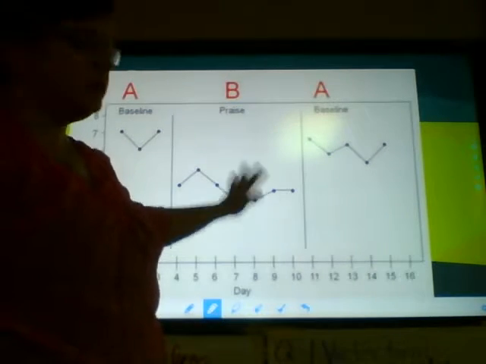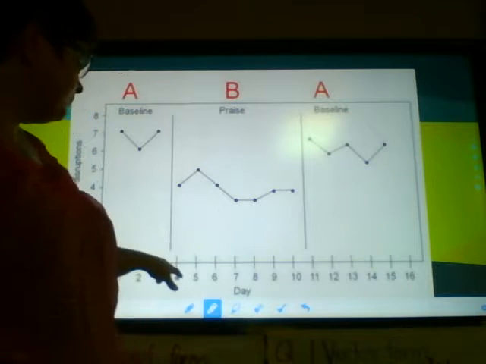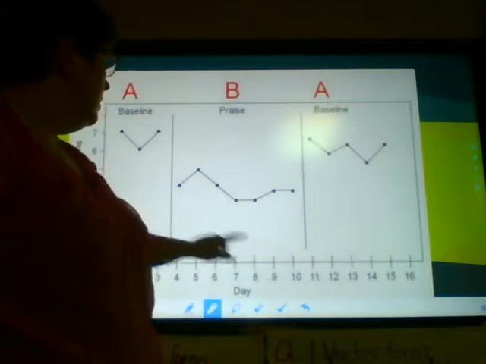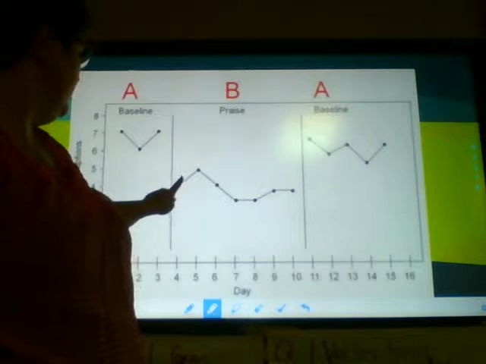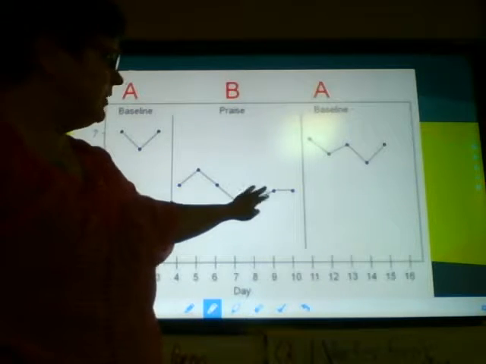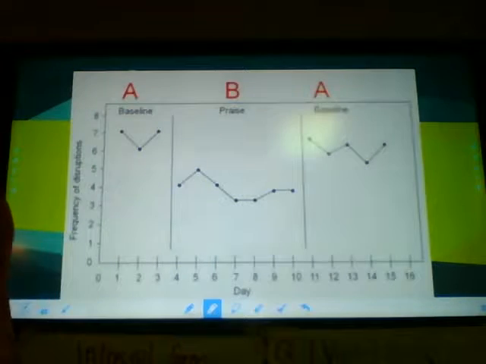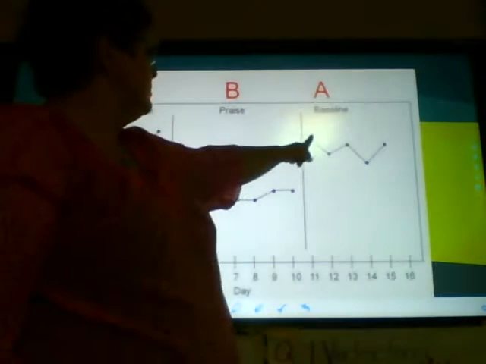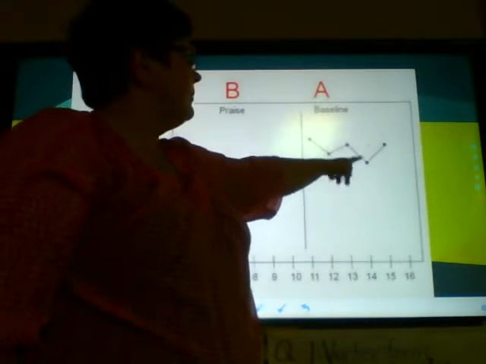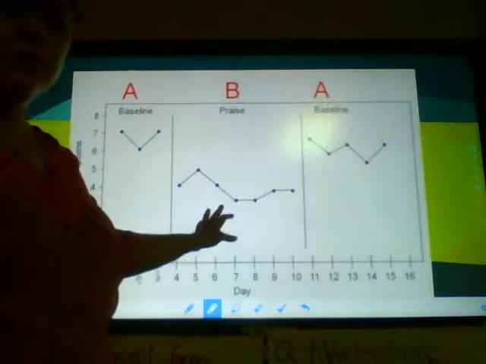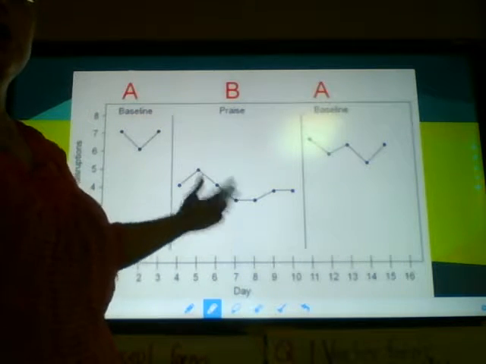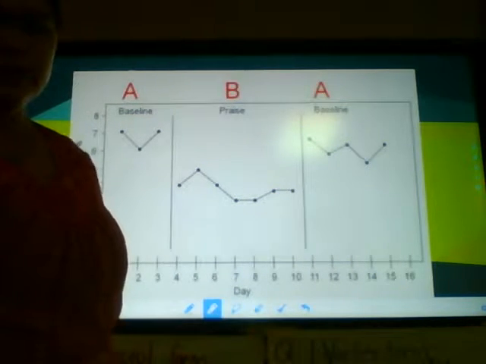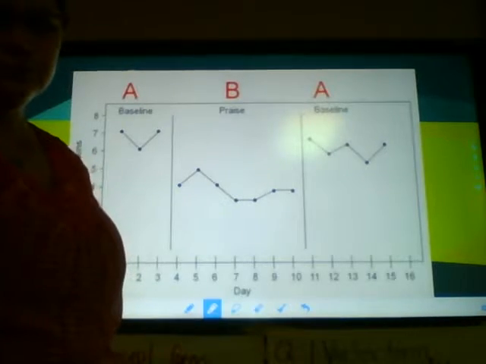Then when they started to praise the student, which was their treatment here, right, on days 4 through 10, you can see at the beginning it kind of spiked a little bit, but then it went back down and kind of maintained. Then they did the non-treatment again, okay, and you can see that it went back up again. So clearly the treatment of having praise for the student reduced the number of disruptive behaviors.